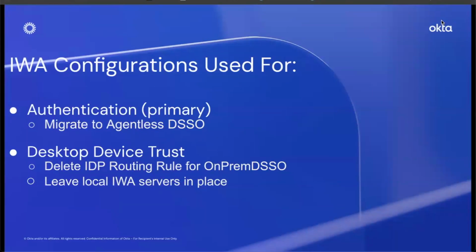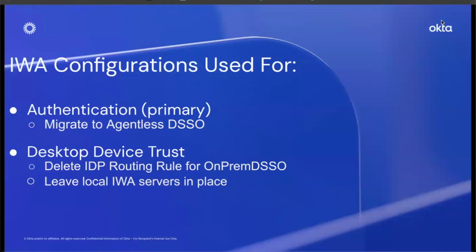And we'll talk about how that works. If you're not using the authentication flow, and the only reason that you have those IWA servers in place is to manage your desktop device trust for Windows machines, then if you do have the routing rule still present, it's perfectly fine to just go ahead and remove that routing rule. It's not going to impact the cert functionality at all. As long as you leave those IWA agents in place, they will continue to function in that capacity with or without the routing rule.